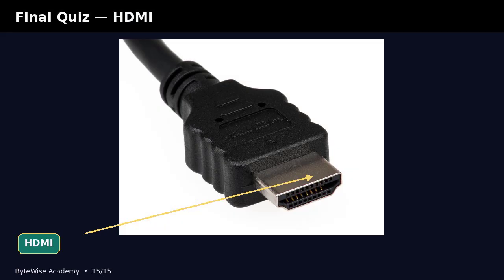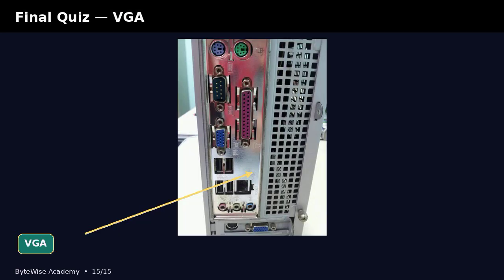It's HDMI. Which older display interface uses 15 pins and carries analog video? It's VGA. Which connector is reversible? USB-C. And finally, the fifth question is, which type of connector is commonly used for headphones and microphones? It's the 3.5mm audio jack. So let's remember the most important idea from today's lesson.